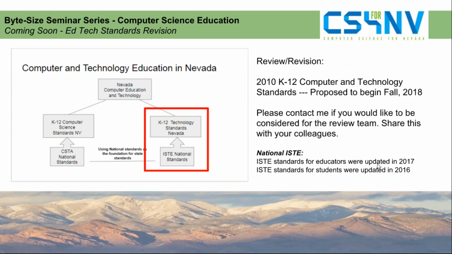All right, and then finally, the K-12 computer technology standards that we currently have based on the ISTE standards are dated back to 2010, which is dinosaur years for technology. So those are going to begin revisions this fall. So please reach out to me if you would like to be a part of that team. I'll make sure that you personally get an application invited to fill out and to be part of this team. I would love to have folks from throughout the state.